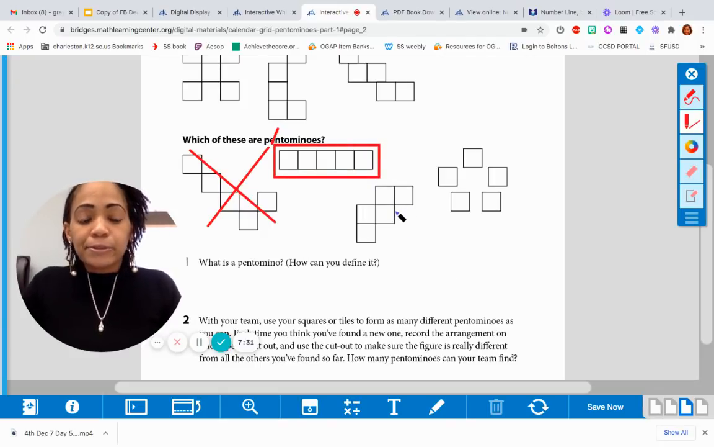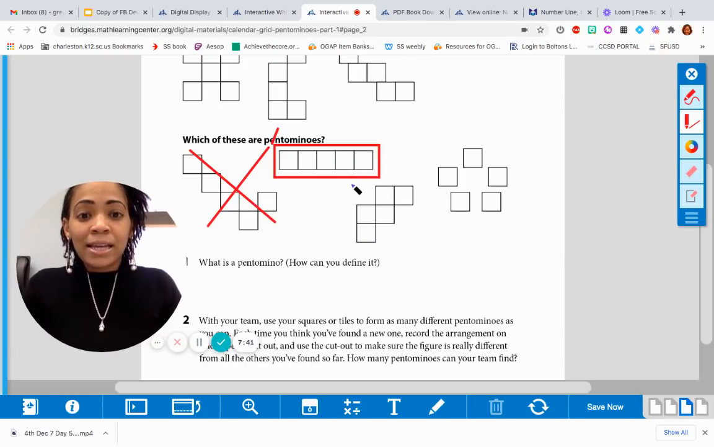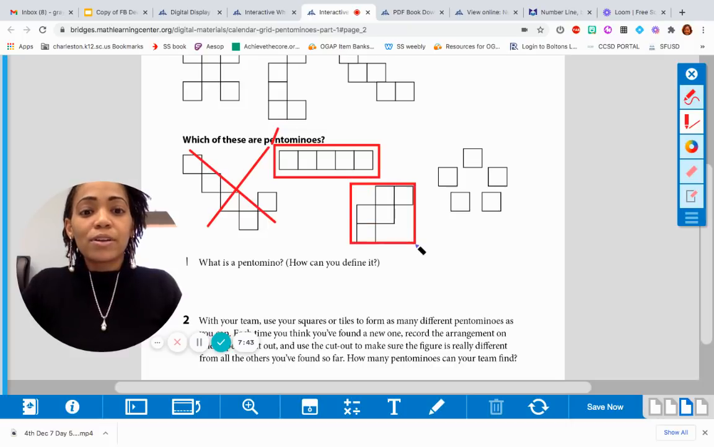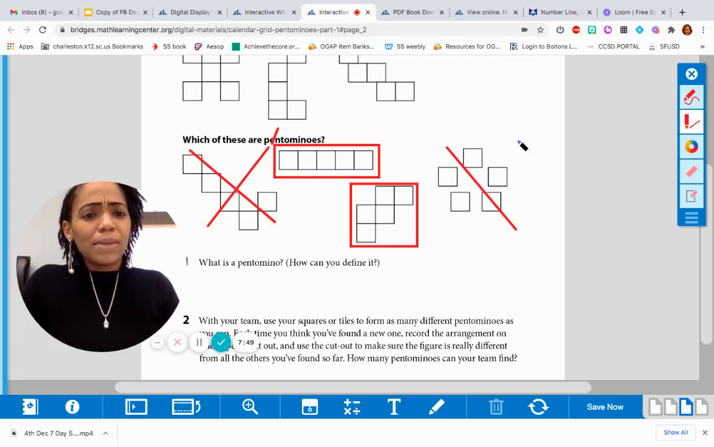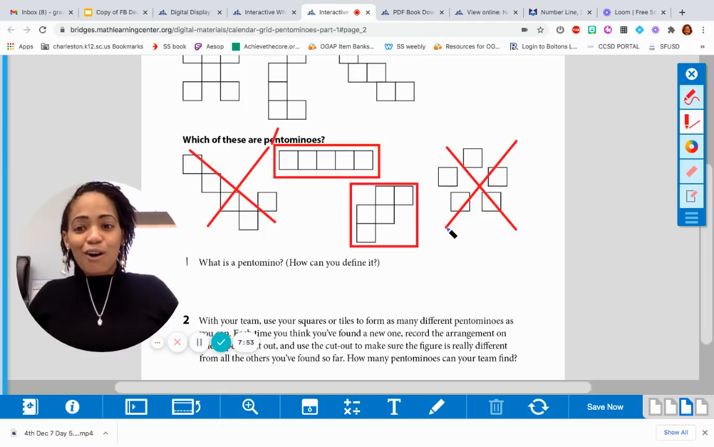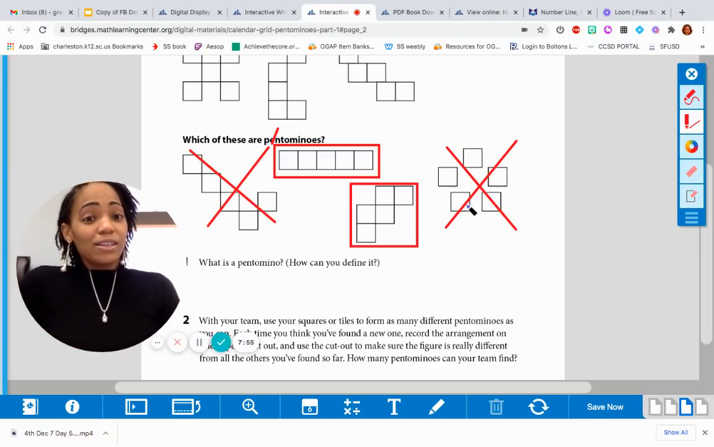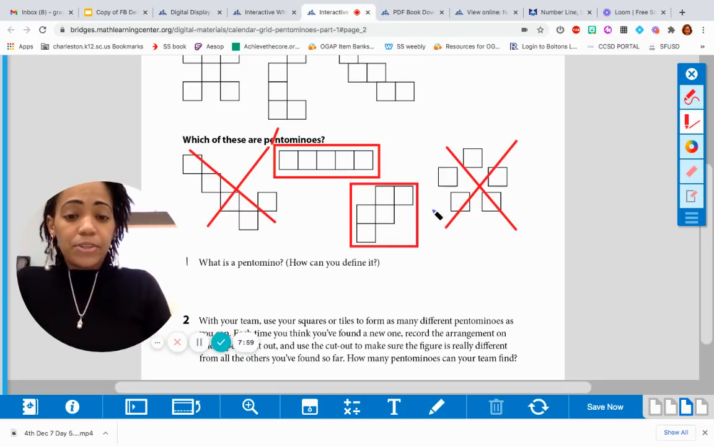Is this a pentomino? Let's see if it has, oh, we didn't check this. Does it have 5? Yeah. This one have 5? Yeah. And they have some edges. At least one edge is connected to another square. All the same shape, all the same size. Is this one a pentomino? No, that one's easy because they are not connected at all. Okay, so we just have 5 squares forming like a circle of some kind.